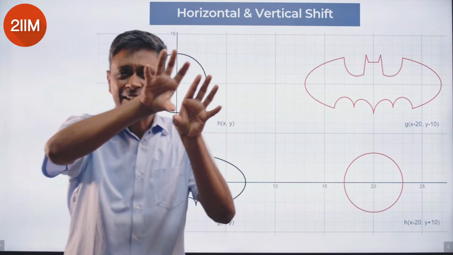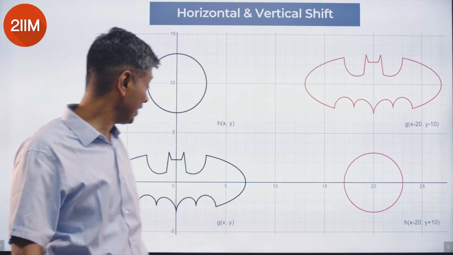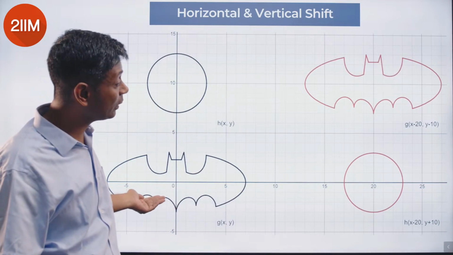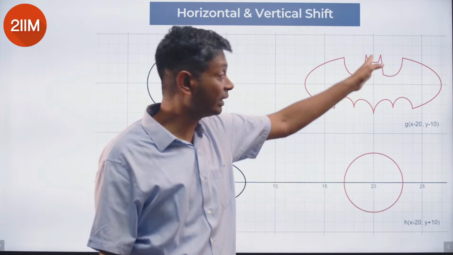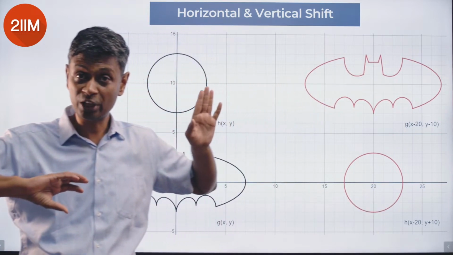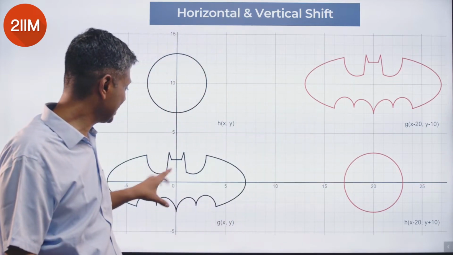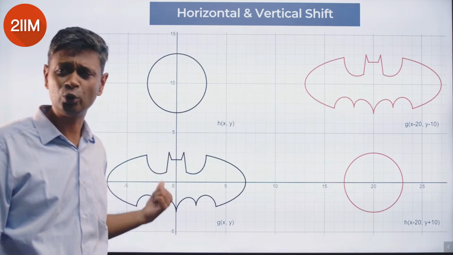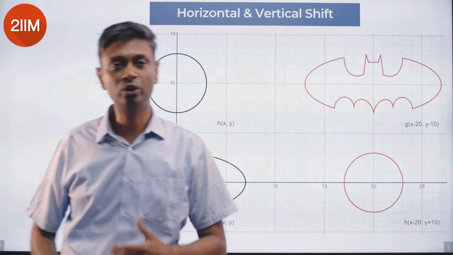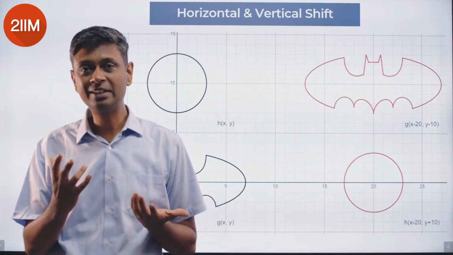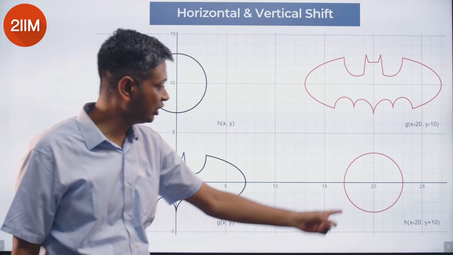The idea of moving a graph from one place to another. The g of x comma y is this one. g of x minus 20 comma y minus 10: x minus 20 shifts right by 20 units, y minus 10 shifts upwards by 10 units. So y gets replaced by y minus 10, x gets replaced by x minus 20. Then this curve, which is a beautiful, wonderful curve, I'm sure all of you know this shape, shifts to the right by 20 units and to the top by 10 units. So any graph, you can transition it from one location to another by changing the variable.